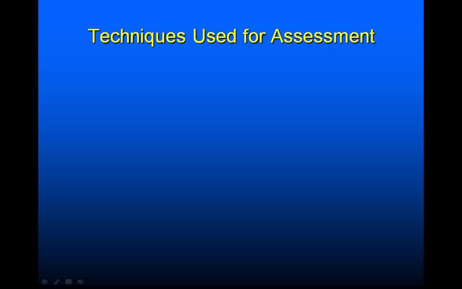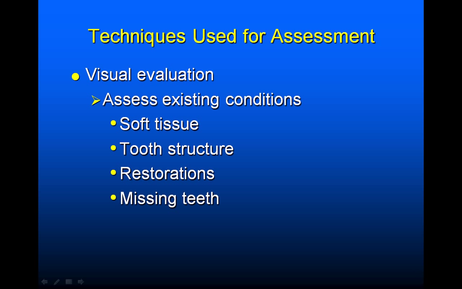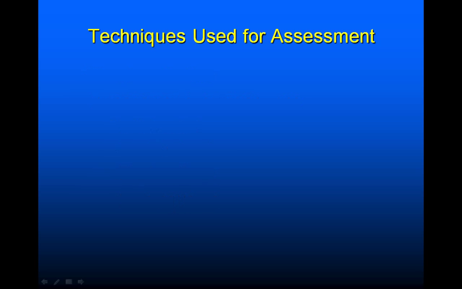Next, we're going to talk about techniques that are used for assessment. We have visual evaluations. This is when the dentist assesses existing conditions in the patient's mouth. The dentist will look at the following structures: soft tissues, tooth structures, existing restorations, and missing teeth.